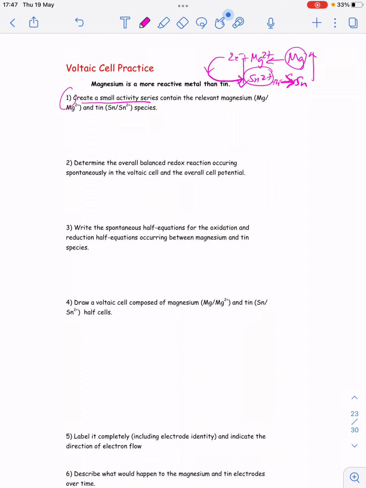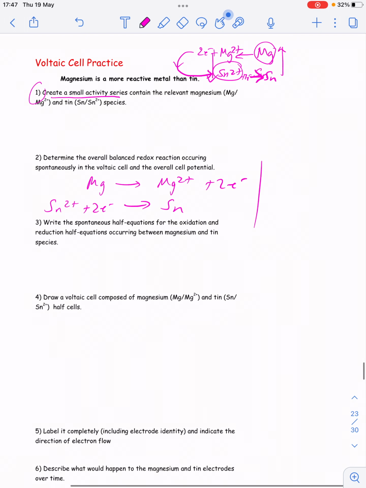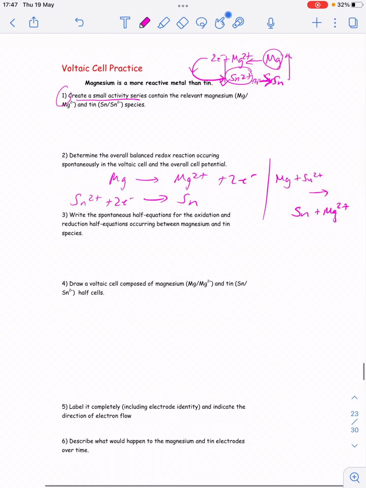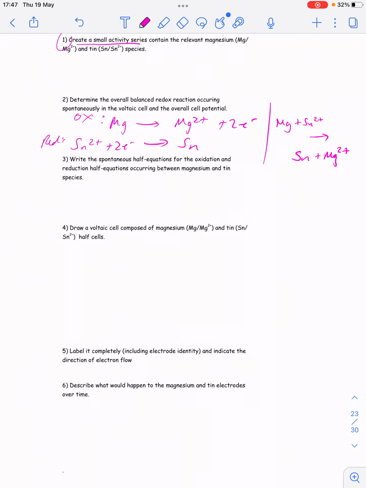This one is directing you to create a small activity series, which is what we just did. That's probably not going to be a direction in an actual IB question. It's just something that you should inherently know how to do. The overall balanced redox equation is the combination of the two half equations. So if the electrons cancel out, we could write the whole thing as that goes to, so it looks like a single replacement reaction, just like all the other activity series reactions. Half equations, well, I've already done that. Check it out. And draw a voltaic cell composed of these things.